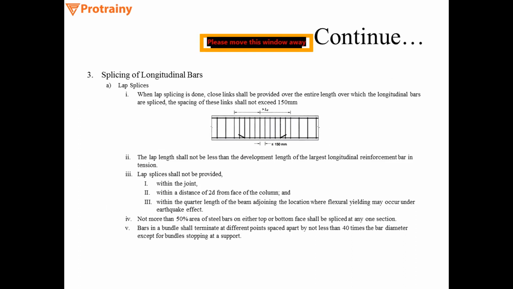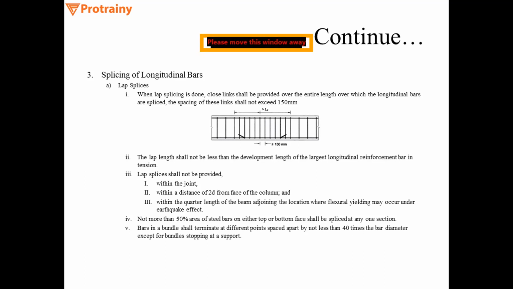The spacing of these links, or you can say stirrups, shall not exceed 150 mm, because two bars are being spliced at that zone. Stirrups will help to hold the bars and decrease the chance of shear failure at that location.